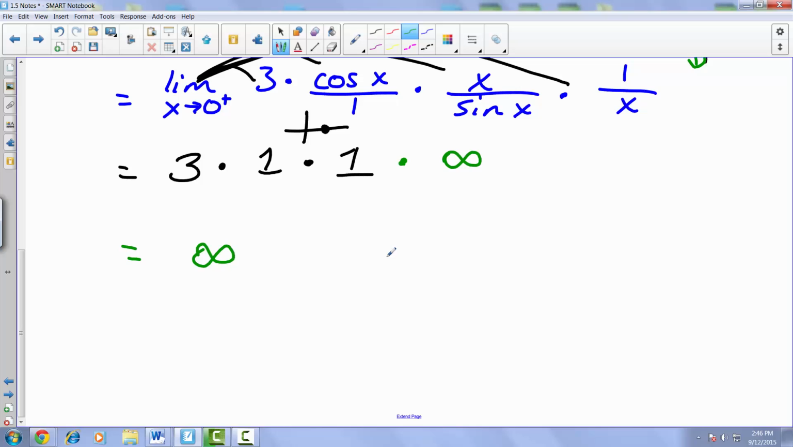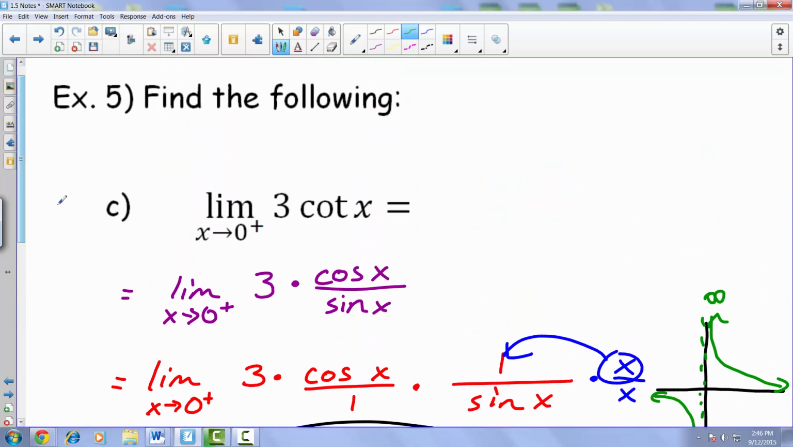So this limit will not exist, but you can at least say where this limit is going toward. All right. Now, again, this example is 5c from our 1.5 set of notes.